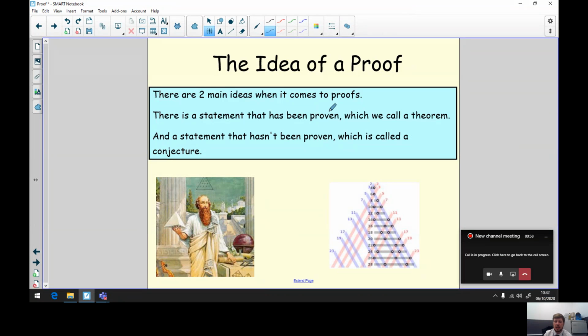There are statements which have been proven, and we call them theorems. The most notable one would be this guy here, which is Pythag, and he has a theorem. Statements which aren't proven but we assume are true are called conjectures. This is a famous one by Goldbach, Goldbach's conjecture, and I would encourage you to have a look at that because it's a really nice idea.